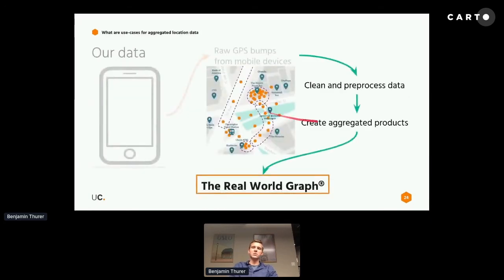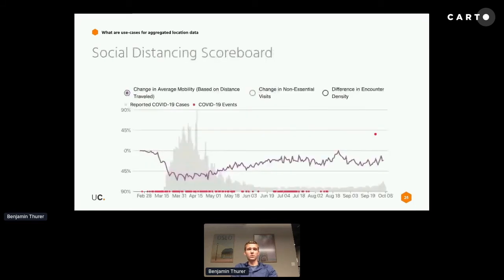We basically use this first, the cleaning and pre-processing, to correct the data, right? Because we have certain use cases, especially when it comes to data for good. It's very important that we correct the data and that we have useful, clean data, because sometimes it has a major impact on society. So it's very important that we take care of that. The aggregated products we then create are cleaned and pre-processed and go into our real-world graph.